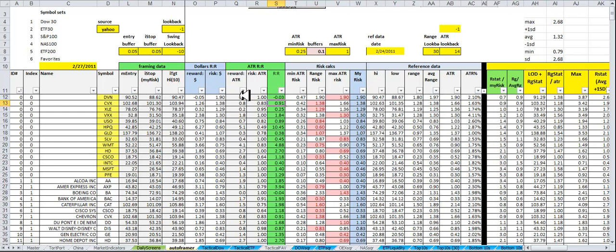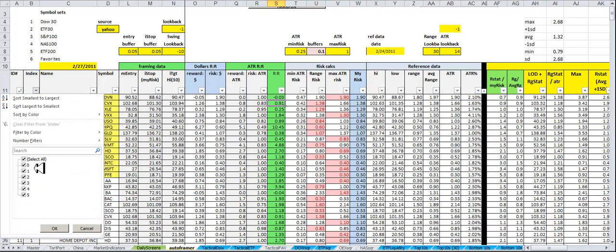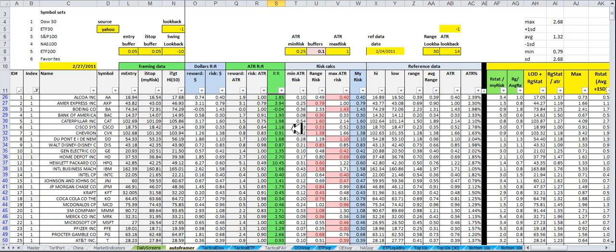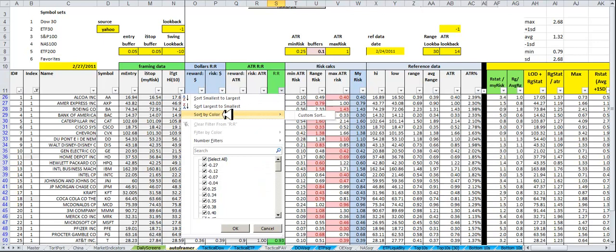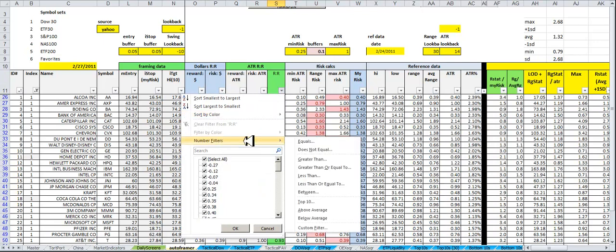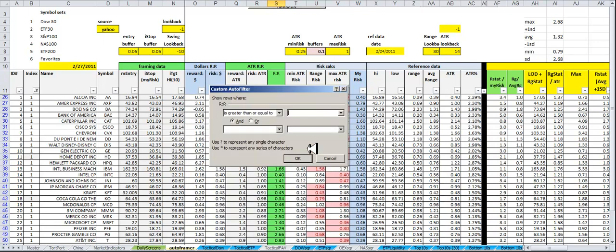So now what I want to do is compute that reward to risk using a mechanical frame for all of the items on my watch list. Now what I'm going to restrict that to is just the members of the Dow and the ETF 30, just for ease of calculation and display. So I've selected just the Dow and the ETF 30. I want to now come to reward to risk. I'm going to use a number filter, greater than or equal to 2.